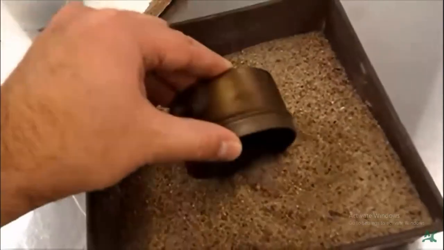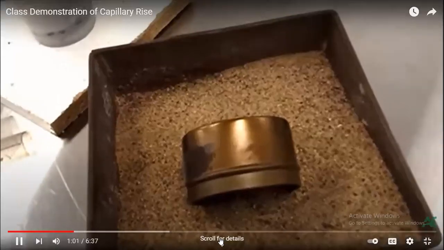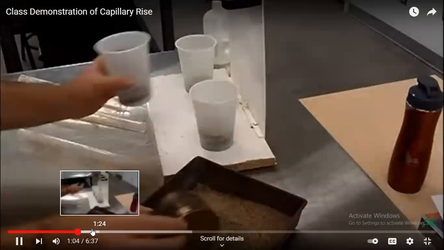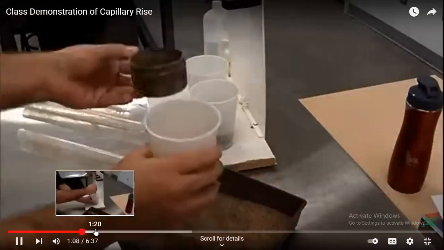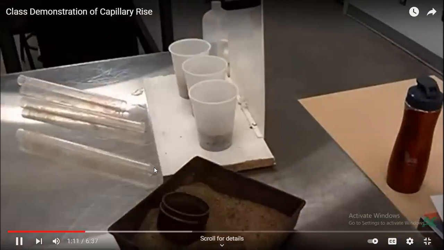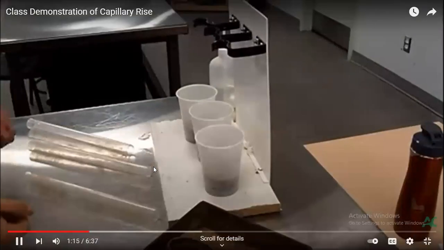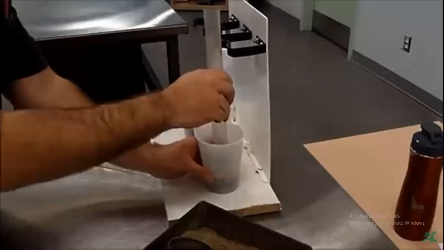What I'm going to do is fill up each cup with the fine sand. Next, I'm going to set up these clear columns in the cups.